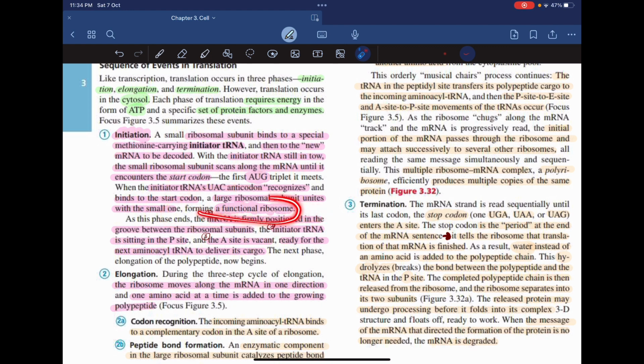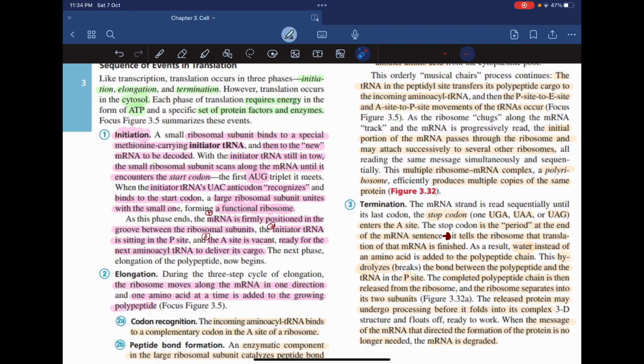So when does a functional ribosome form? When the small and large subunits are together. Before that, when we have only the small one with the mRNA and tRNA, it's not yet functional. We should have both subunits together. As this phase ends, mRNA is firmly positioned in the groove between the ribosomal subunits, and the initiator tRNA is sitting in the P site, and the A site is free, ready for the next amino acid to deliver its cargo.